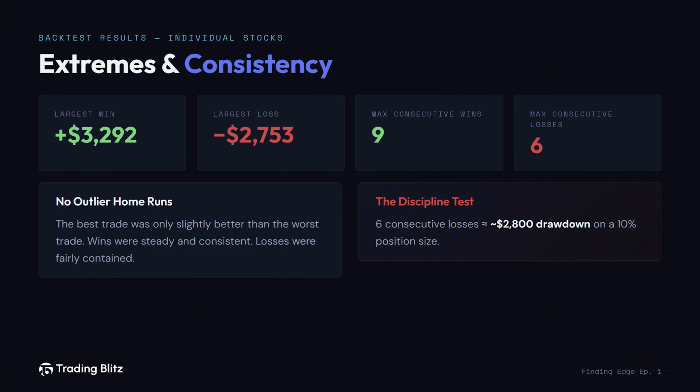And then when we think about consistency, we might think about max consecutive wins, which were 9 in a row at one point, and then the max losses were 6 in a row. Now, if you're trading this with real money, those 6 consecutive losses would probably test your discipline. You might be down roughly $2,800 on a 10% position size before the strategy recovered. Now, that's a moment for most traders to possibly abandon the strategy right before it turns around. So position sizing is what's going to keep you in the game long term to let this edge play out with this strategy.